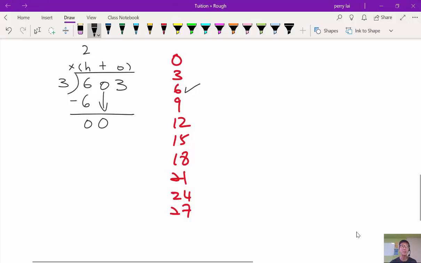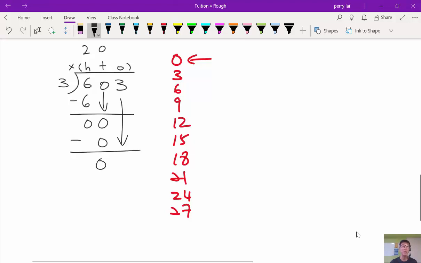And now we bring down the tens. So how many tens can go into this number over here? There's 0 tens, right? So no tens can go into 0 tens. There are no tens that can go into 0 tens.